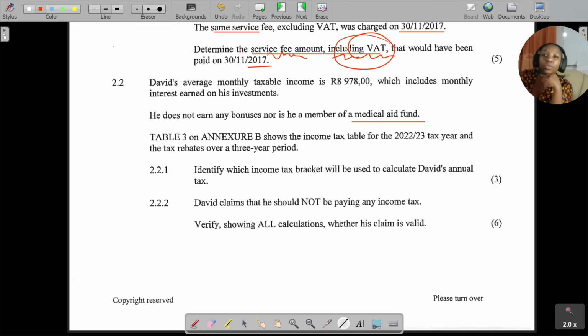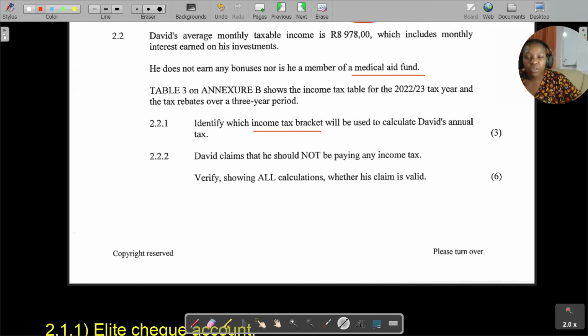Okay, and then we are told that table 3 on an extra B shows the income tax table for the 2022 to 2023 tax year and the tax rebates over a 3-year period. Now, question 2.2.1. Identify which income tax bracket will be used to calculate David's annual tax, right? So the first thing that we need to do in this question, right, is we first need to calculate how much David gets paid per annum.